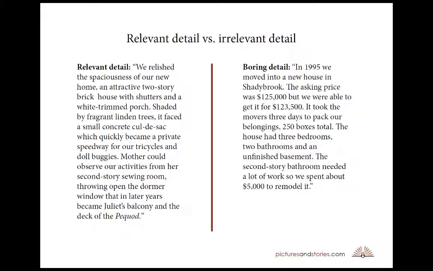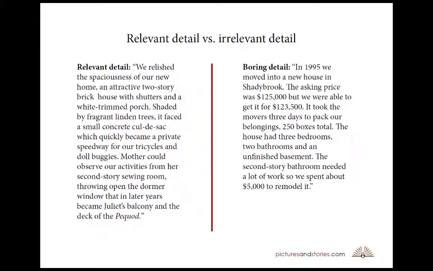Mother could observe our activities from her second-story sewing room, throwing open the dormer window that in later years became Juliet's balcony and the deck of the Pequod. Okay, so that's a really good example of how you can actually see the scene. You can see Mother leaning out of the window, and you can see these kids pretending to be Juliet or pretending to be Captain Ahab, on this balcony of the house. So you get this beautiful mental picture, and it tells you what the house looked like and such.